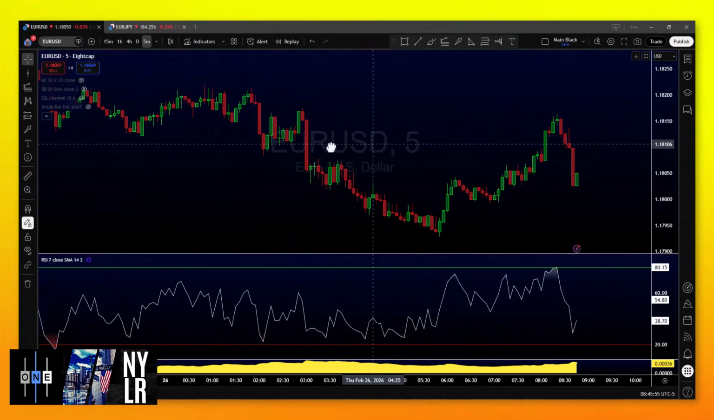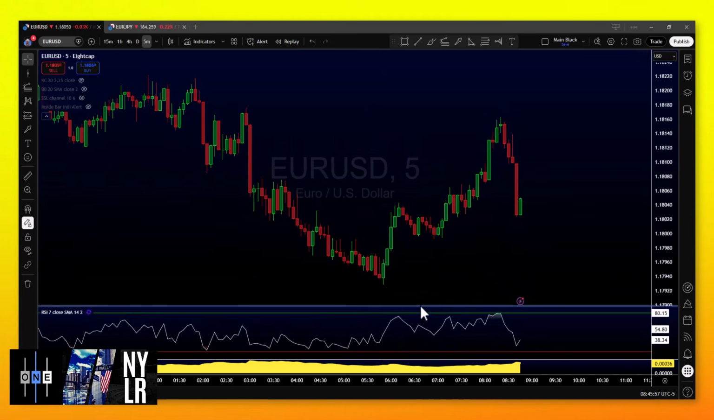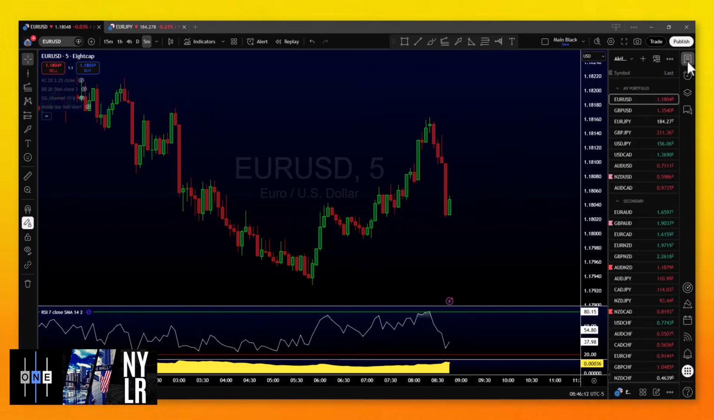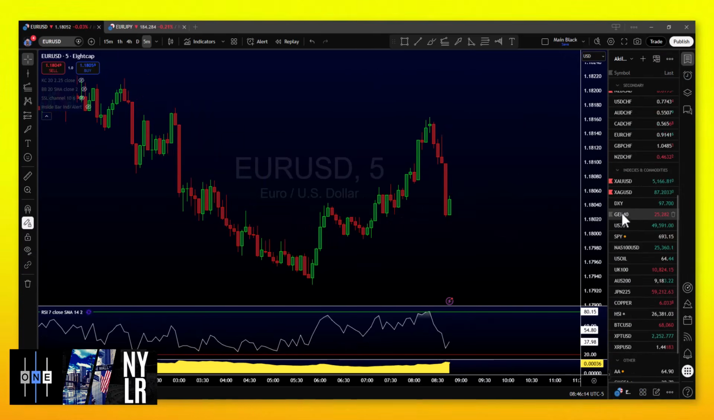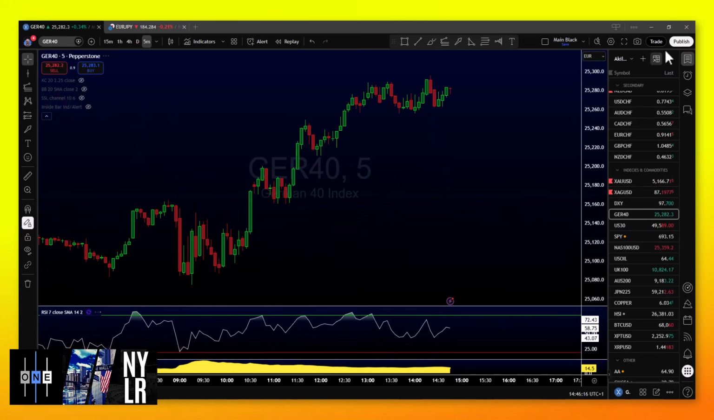Yeah, I see nothing wrong with entering at a shallower pullback. It's just not something I can do because I don't trade for the extensions. Rather, I just trade for a retest of structure. But a strong trend should have a shallow pullback, so that would make perfect sense. The DAX. I love the DAX.